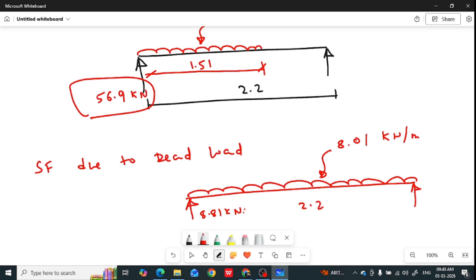So in this video we have calculated the shear force due to live load and the shear force due to dead load for the internal panel subjected to IRC class AA tracked vehicle. In the next class we will see the design of the internal panel.